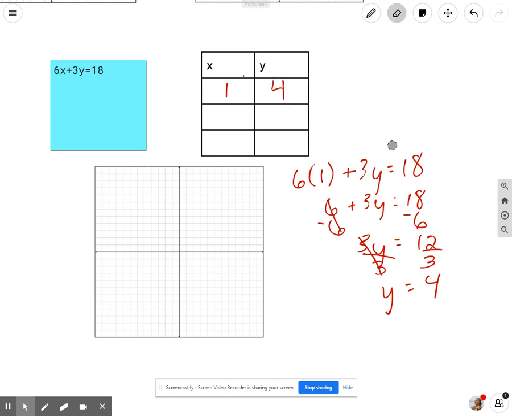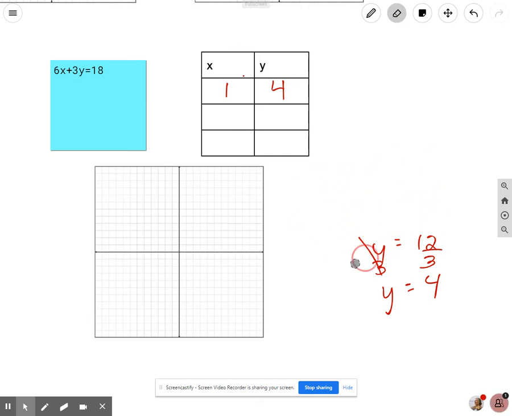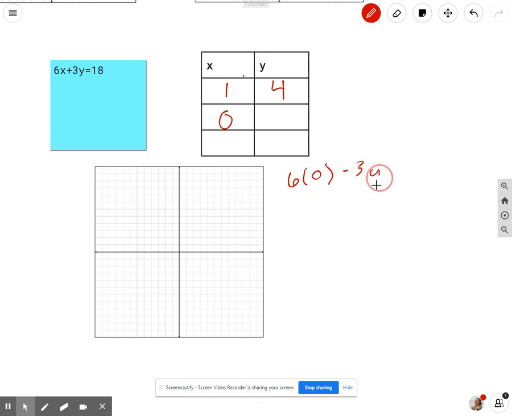Alright, now I can pick another value for x or y. Maybe I can do 0 for x. That should be pretty nice. Make sure you're always picking nice numbers. Okay, don't be picking crazy decimals to put in there, because it can get really confusing. So I put 0 in for x. I have this equation that I'm solving for y. 6 times 0 is 0, so really I have negative 3y equals 18. Divide by negative 3. Doesn't cancel. I got y equals negative 6.